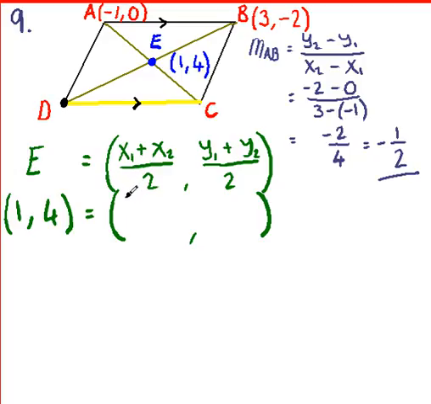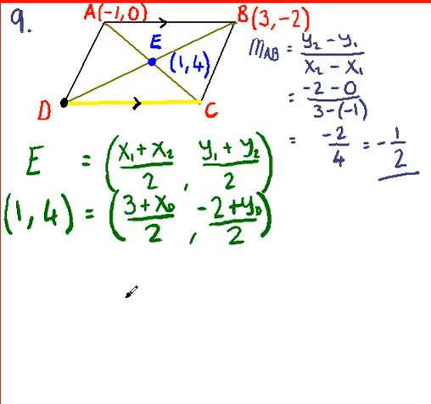x1 is going to be 3 plus x2, which is the x coordinate of D, this point here, so we'll call it xd, over 2. And y1, which is -2, plus y2, which is the y coordinate of D, so we'll call that yd, and that's over 2.